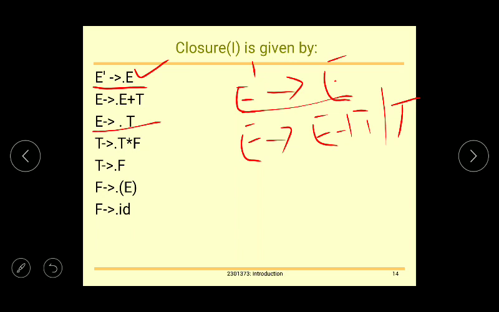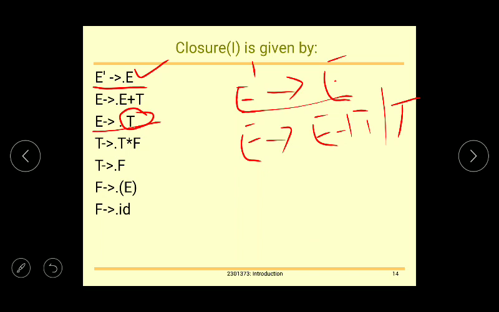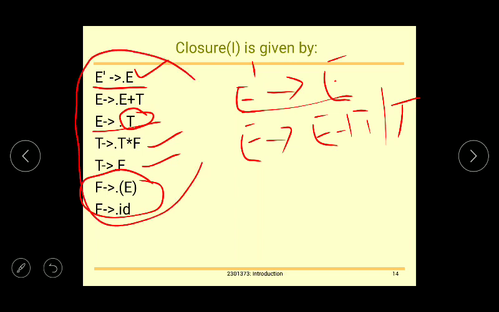Now once again you can observe the dot is followed by non-terminal T. Add the productions of T with the help of dot: T gives dot T star F, T gives dot F. Now once again the dot is followed by F, again a non-terminal. So add the productions of F with the help of dot: F gives dot E and F gives dot ID. So this entire set is called closure of I. Suppose you call the given grammar I, then closure of I is this one. This is how to compute the closure.